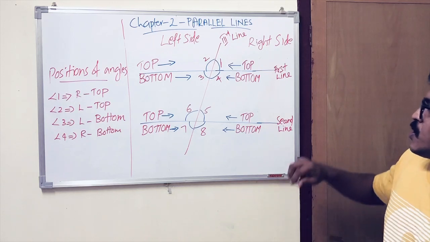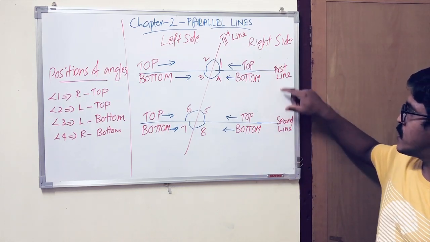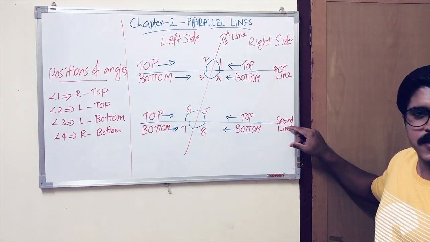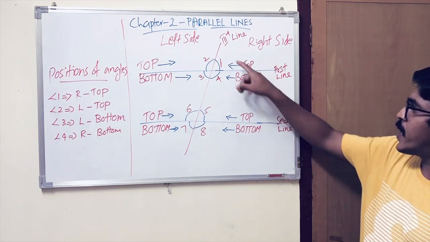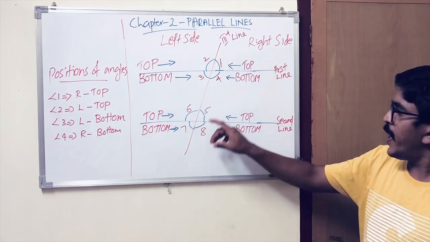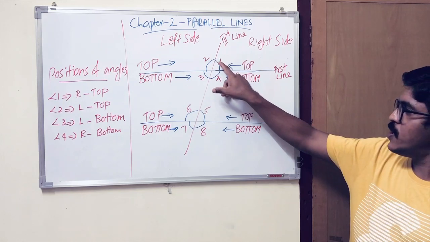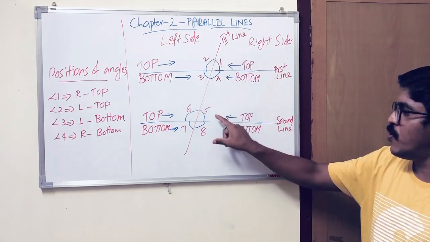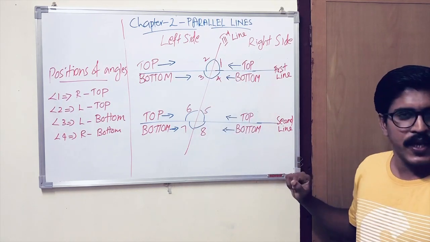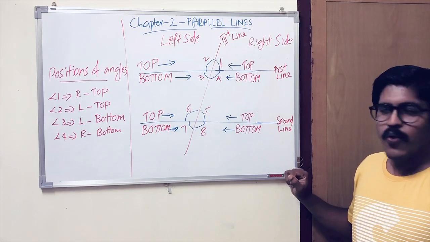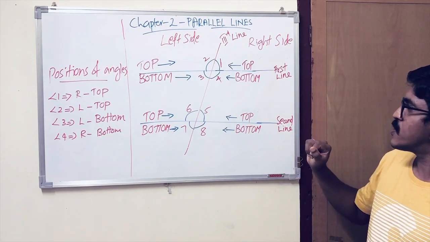Here you can see two lines: this is the first line and here is the second line. When two lines are cut across by another line, 8 angles are formed. That is 1, 2, 3, 4, 5, 6, 7, 8. 8 angles are formed. Now we can look at the positions of the angles.